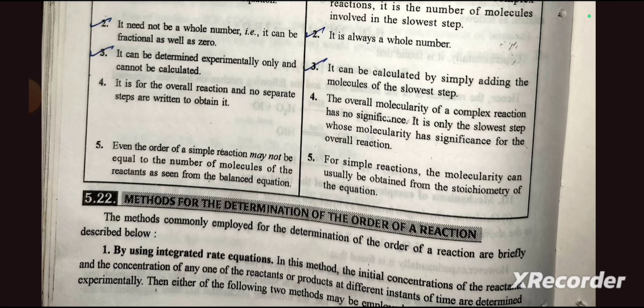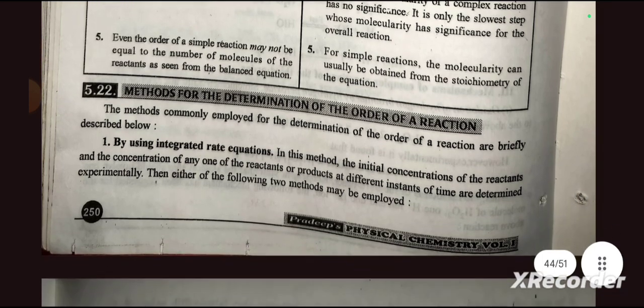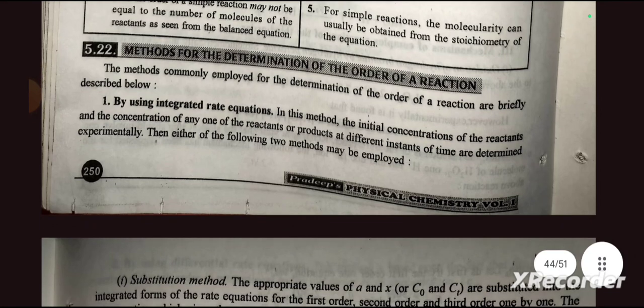Fourth, order is for the overall reaction and no separate steps are written to obtain it. The overall molecularity of a complex reaction has no significance. It is only the slowest step whose molecularity has significance for the overall reaction. Fifth, even the order of a simple reaction may not be equal to the number of molecules of the reactants as seen from the balanced equation. Fifth, for simple reactions, the molecularity can usually be obtained from the stoichiometry of the equation.